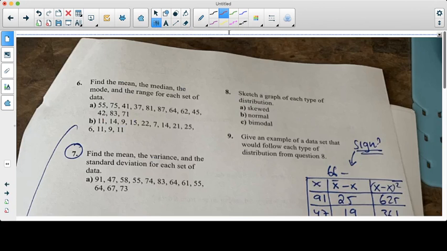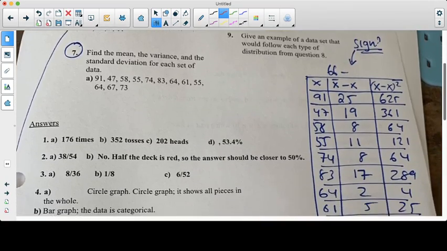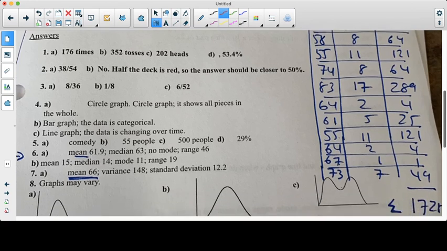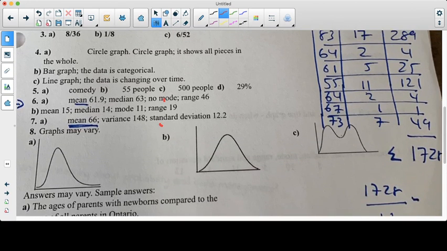That's fine. Mean, median, mode. For 6 and 7, you can go ahead and work these out. Here are the answers. Okay, for 6A and 6B, not 7.